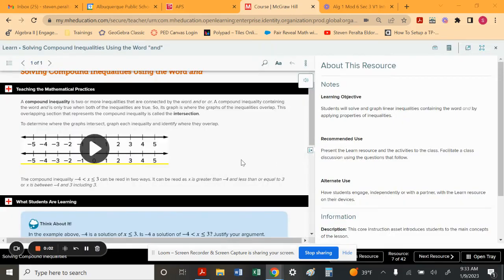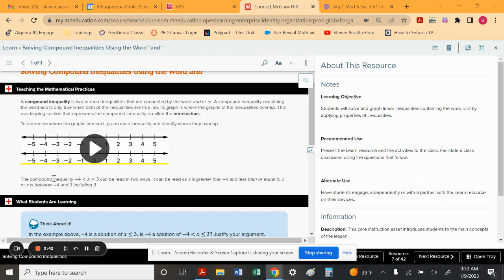Okay, so what we're going to do now is take a look at compound inequalities using the word and. Notice that we have a compound inequality from -4 to +3. So we have -4 less than x less than or equal to 3, and we want to understand how to read this. It can be read as x is greater than -4 and less than or equal to 3, or x is between -4 and 3, including the 3. So we can see it that way as well.